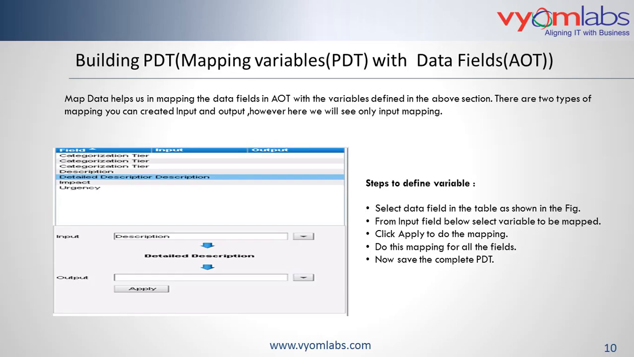Whatever fields we have at the top of the table, we have to map them with a particular variable. Then we have to click apply to do the mapping. Once we do the mapping, you will be able to see both of the fields in the above table. As you can see here in the above table, we have got detailed description and description mapped. So that is why they are visible in the above table. Now once we do mapping for all the variables, finally we can save this PDT.